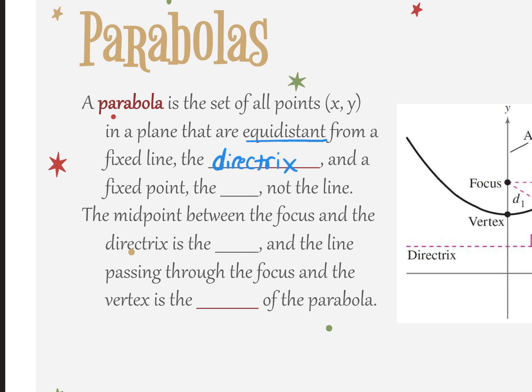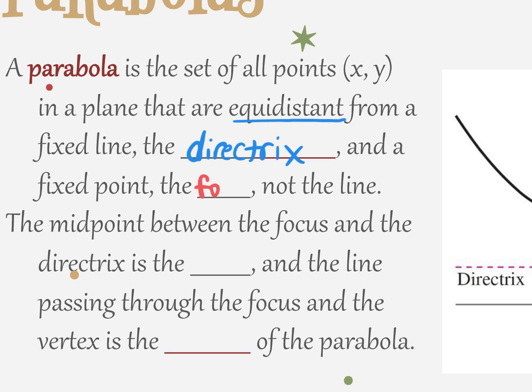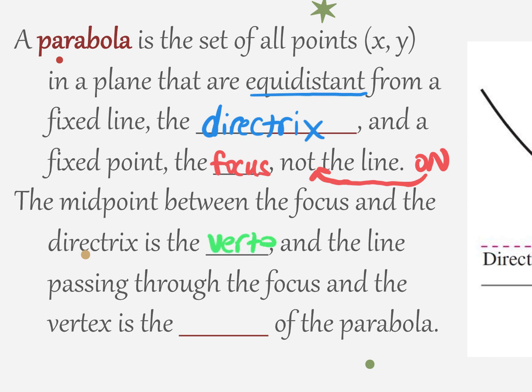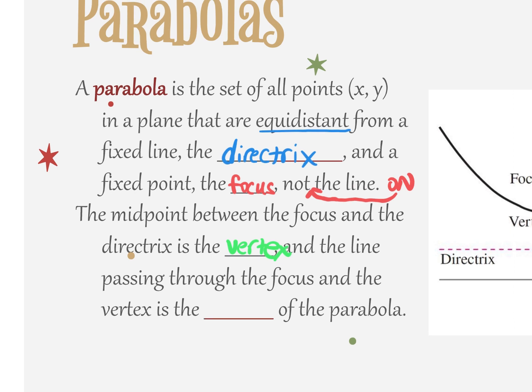The directrix. All right, your fixed line in a plane, all the points are equidistant from the directrix and a fixed point called the focus. It is not on the line. Now looking at this picture, we'll talk about that in a second. The midpoint between the focus and the directrix is called the, anybody know? Vertex. Passing through the focus and the vertex is the axis.